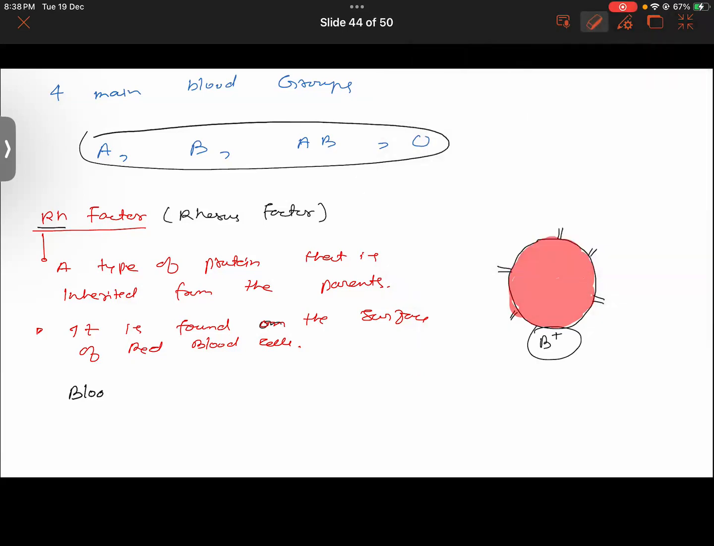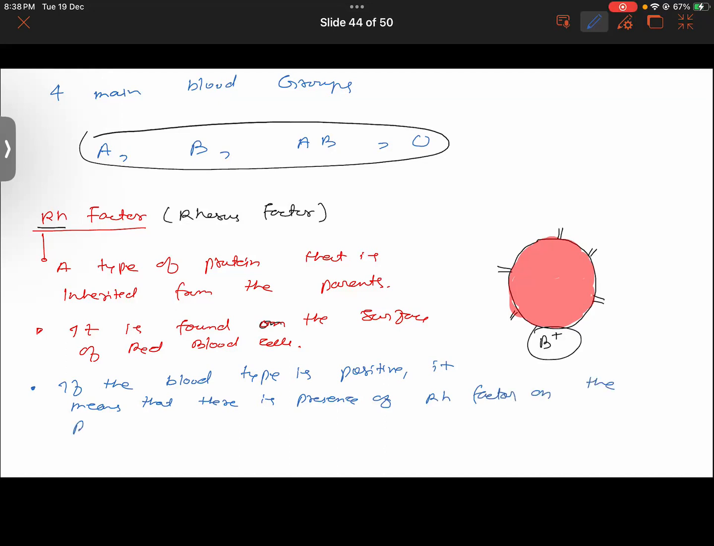Sir, can you repeat? Let me write this over, you would be able to understand better. Okay, so if the blood type is positive, it means that there is presence of Rh factor on the blood cells. So if the blood type is positive, then the blood cells have Rh protein over them. They have Rh protein over them. Is that clear?